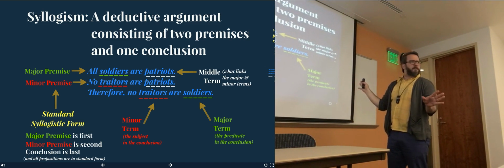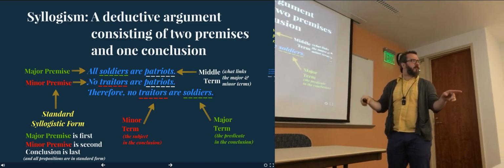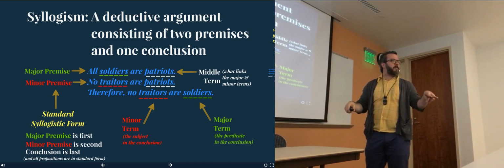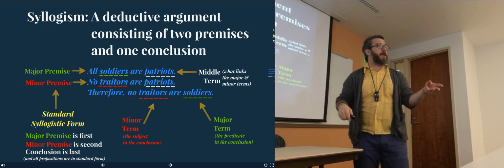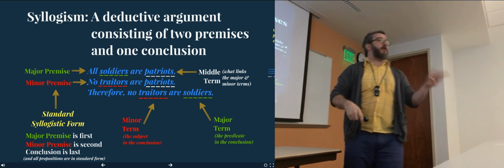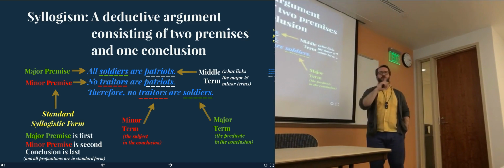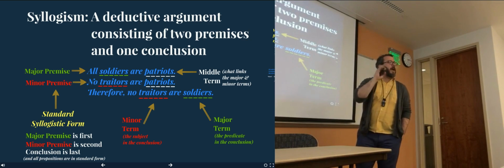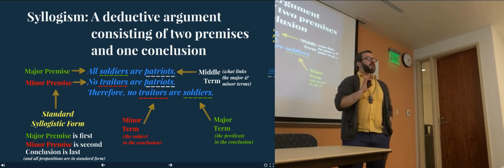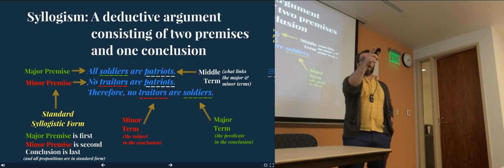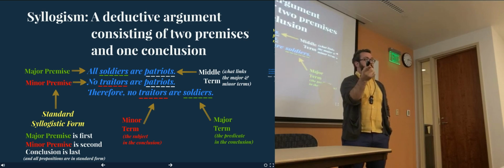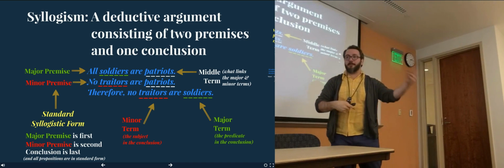So are we good so far on this? We know how to identify our major term. We know how to identify our minor term. We know how to identify our major premise and minor premise. We know how to tell whether or not the argument's in standard form. Let's run through it just to make sure. How can I tell which term is my major term? It's the predicate of the conclusion, yeah. How do I know which one's the minor term? It's the subject of the conclusion.